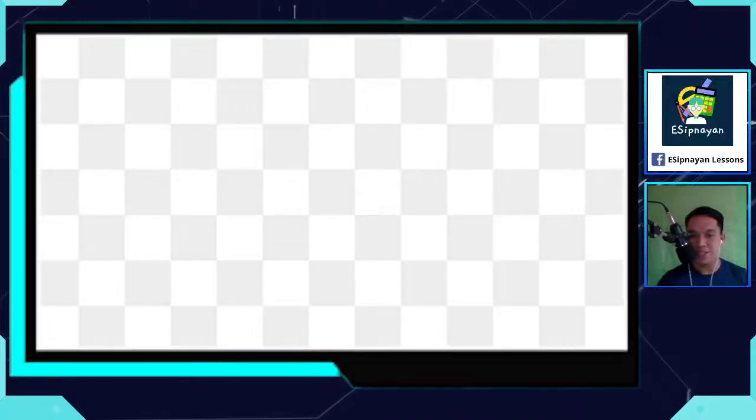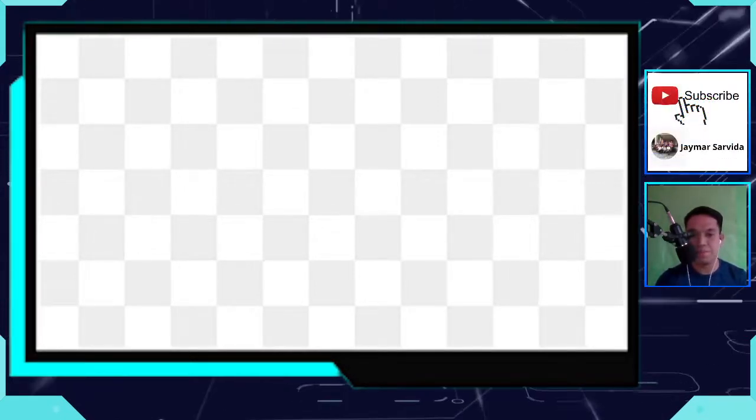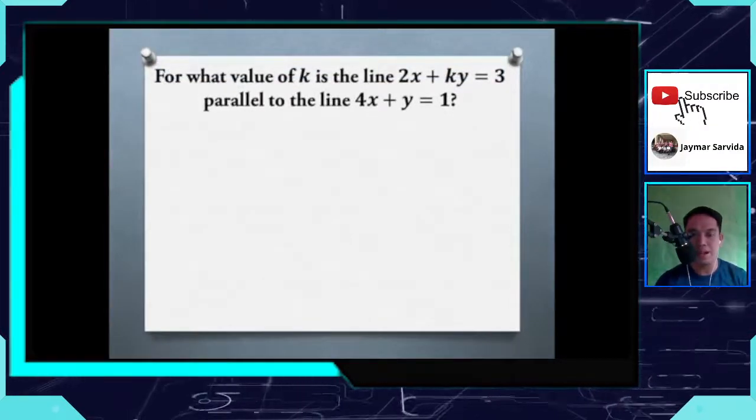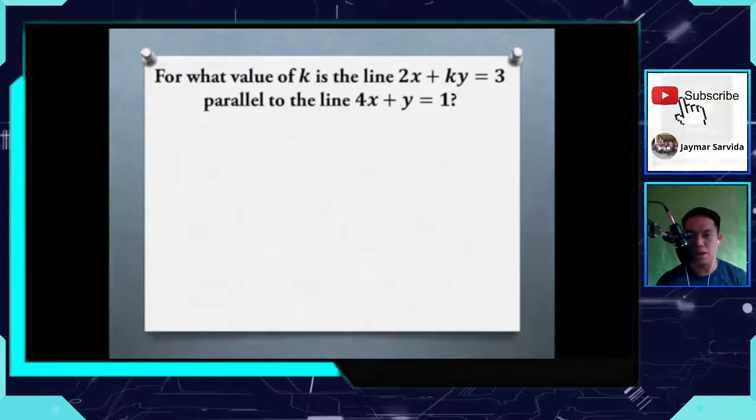Okay, so let's have another video lesson on how we are going to find the value of k. So let's have another example. For what value of k is the line 2x plus ky equals 3?